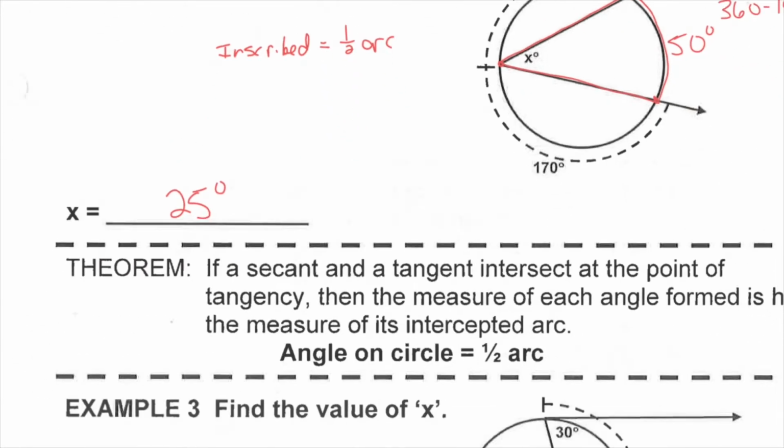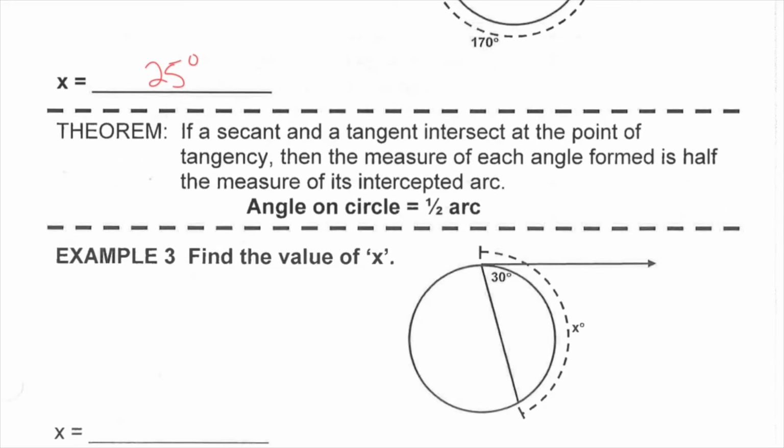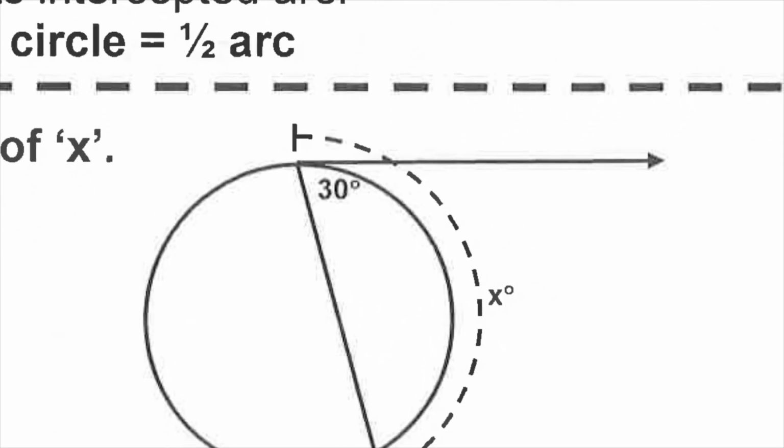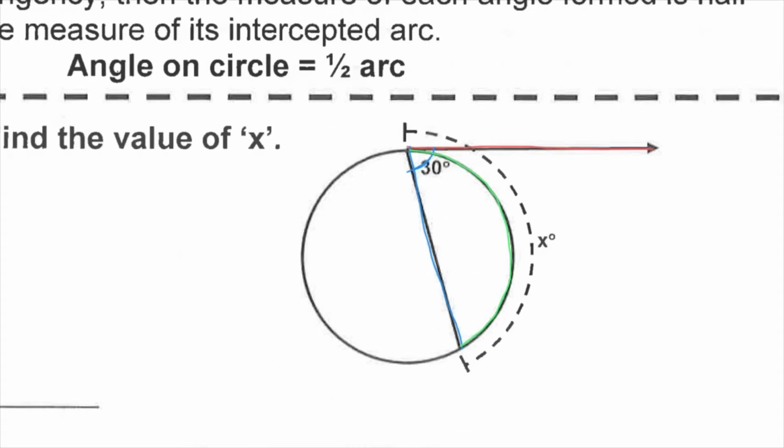Let's look at some stuff that's going to happen today. We've got a theorem that's pretty important. It says if a secant and a tangent intersect at a point of tangency, so if they touch where that tangent line hits the circle, then the measure of each angle formed is half the measure of the intercepted arc. So let's look at this one. Here's my tangent line from the point of tangency. Here's my secant. In this case, it looks more like a chord. This angle is always half of the arc that it intercepts. Okay, so if we can find that arc right there, we can find everything else.